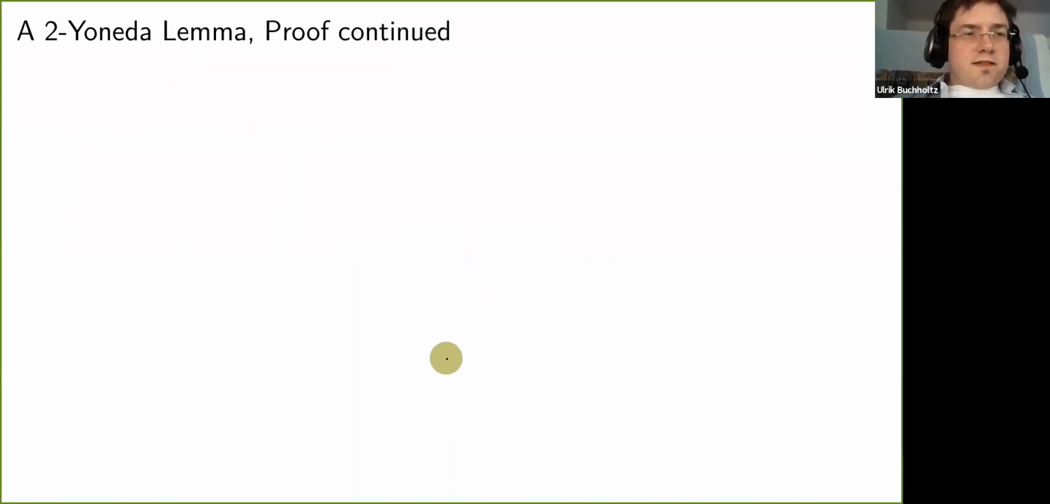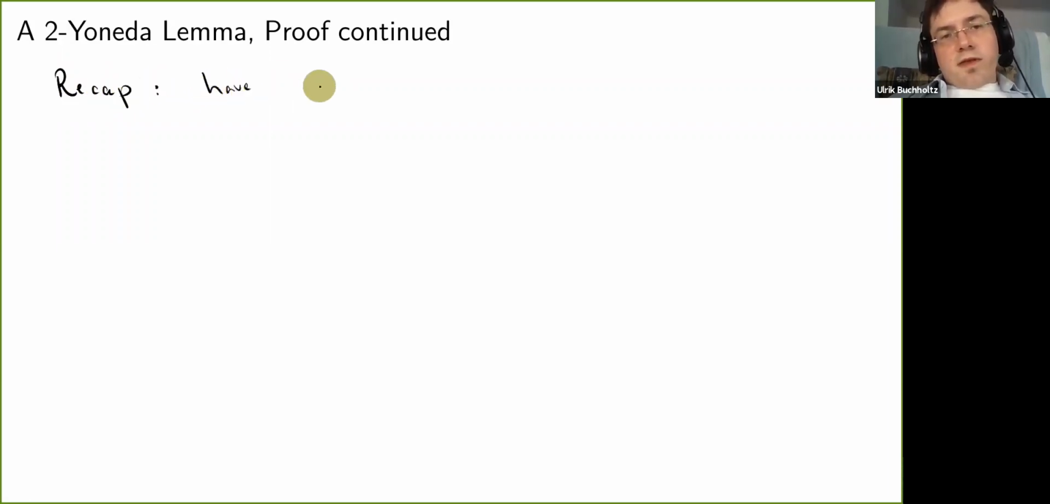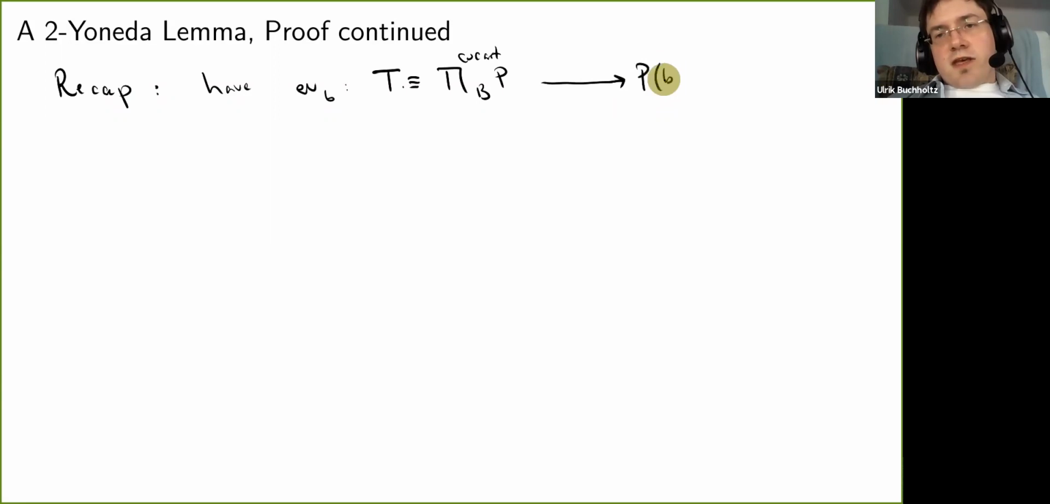All right, let's continue the proof. So now we have, let's recap. We have the evaluation at B. I'm going to call this type T, the type of co-Cartesian sections of P. And this goes to P of B. And I have this Y, and evaluation at B composed with Y is the identity on the type P of B.